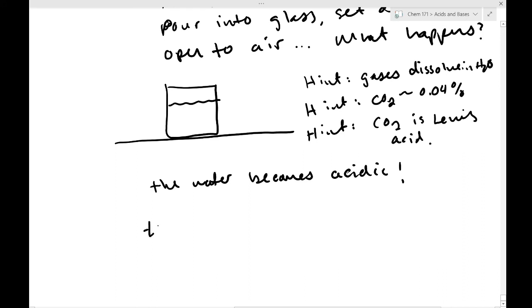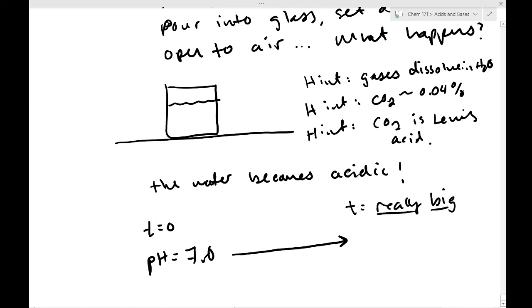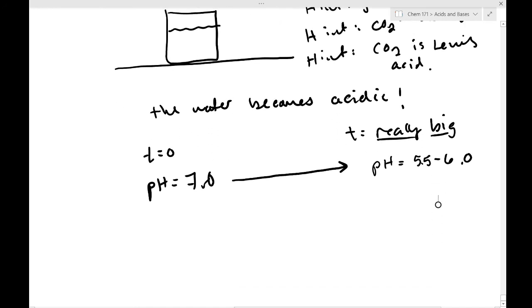Okay, it starts out at T equals zero, a pH of 7.0. It's neutral. And then after some time, T equals really big. Scientific term. Yeah, a couple of hours. All you really have to wait. It will become slightly acidic, and the pH will end up being something around 5.5 to 6.0. So if you have pure degassed 100% H2O water that hasn't been exposed to the atmosphere, it will have a pH of 7. If you have water that you leave sitting out and it dissolves more CO2, you end up with a slightly acidic solution, 5.5 to 6.0. And that is simply because it is dissolving CO2 into the liquid.